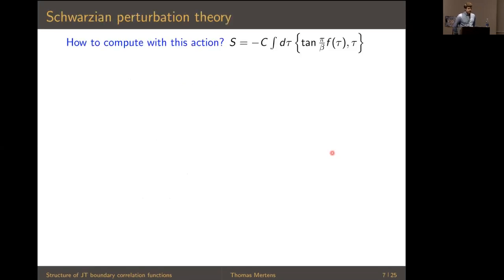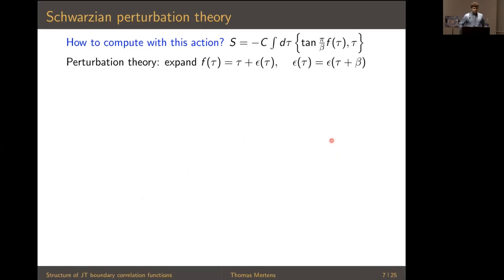Now, there's still the question, how do you actually compute anything with this action? Because the action is very complicated. It has a Schwarzian derivative in it, so it's a higher derivative action, so it doesn't look simple, at least a priori, to do anything with it. Now, the first thing you might try is to do perturbation theory. So I expand f of tau in terms of its saddle and fluctuations, and if you try to find the saddle, you just find f of tau equals tau.